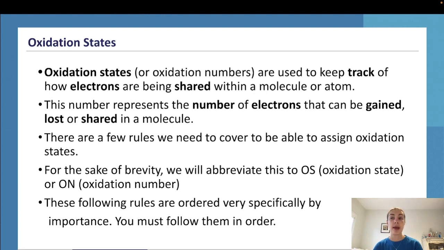It's really important that you follow the rules in order, because they have quite a specific structure and are ordered by their importance and priority. Also, throughout the slides, we're going to abbreviate oxidation state or oxidation number to either OS or ON, to save writing the whole word. Just to clear that up so you don't get confused about what that means.